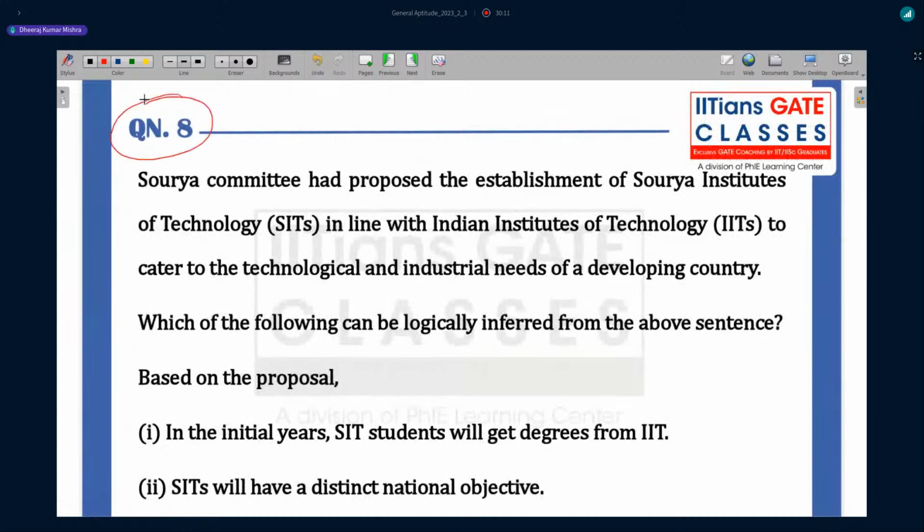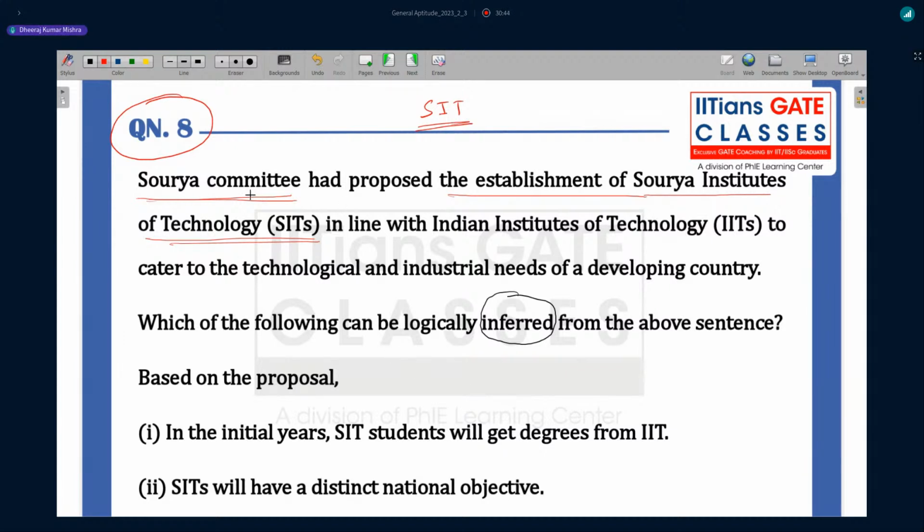Again, the question is from the basics. You see here this keyword inference or inferred is given. The Soria committee, one of the committees there, had proposed the establishment of the Soria Institute of Technology, just SIT. Don't think irrelevant things here. Just read the author's passage and attempt, because you have to get marks. There is no other choice.